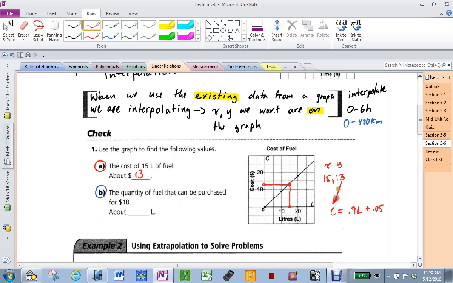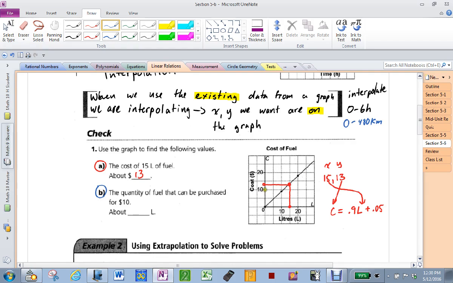The C, because it's the output, and the 15 you could put in for the L. And this would be equal, wouldn't it? Because that dot's on the line, right? Okay.